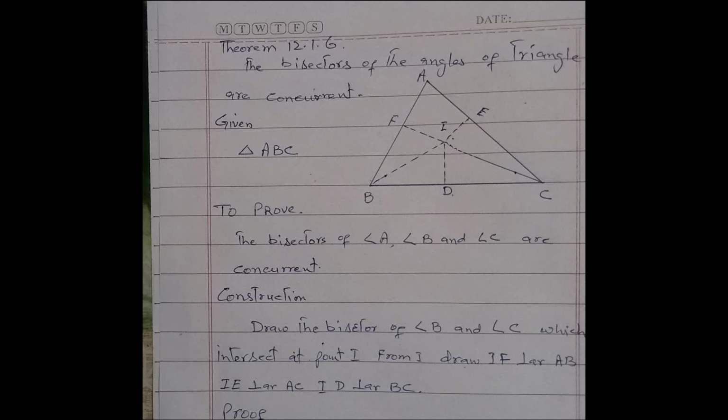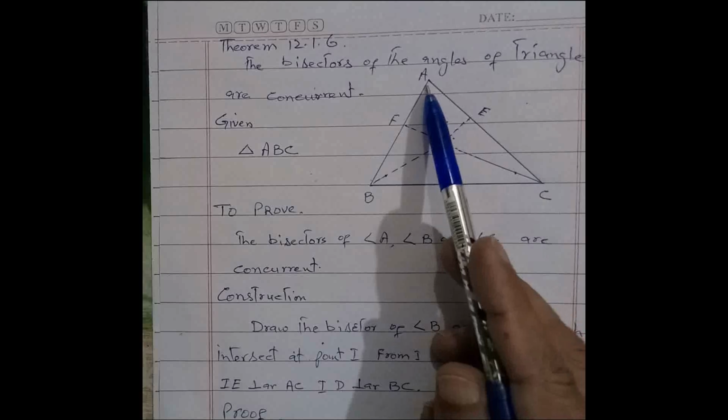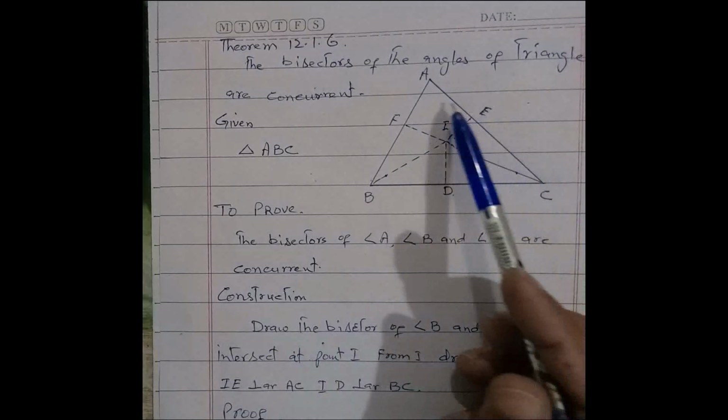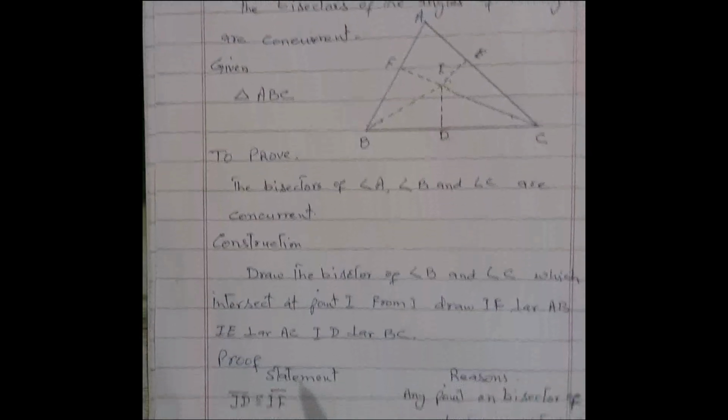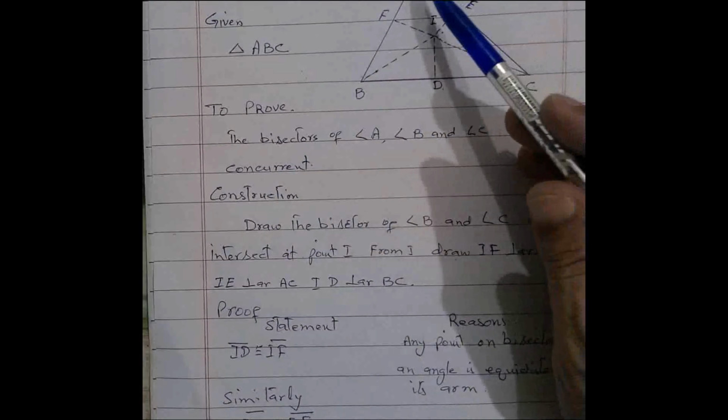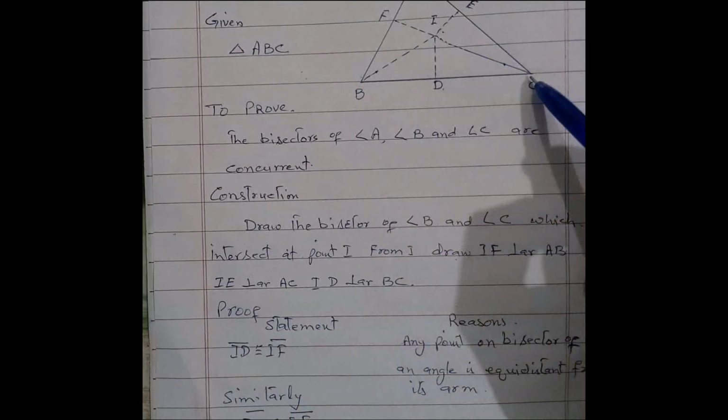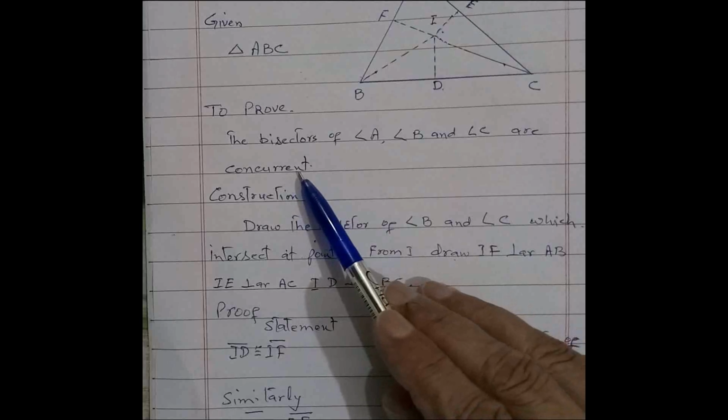Any triangle whose angles, when we bisect them, meet at a point, they are called concurrent. And given is we have triangle ABC, and proof is the bisectors of A, B and C are concurrent.